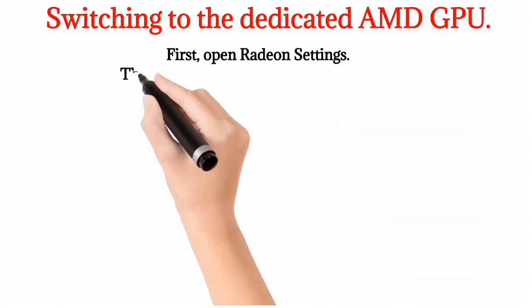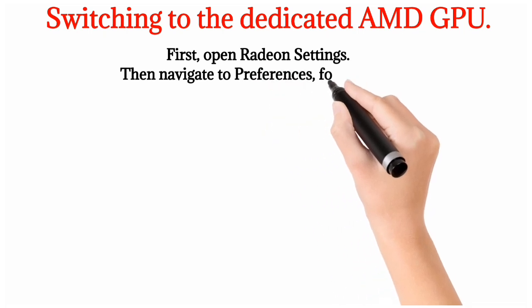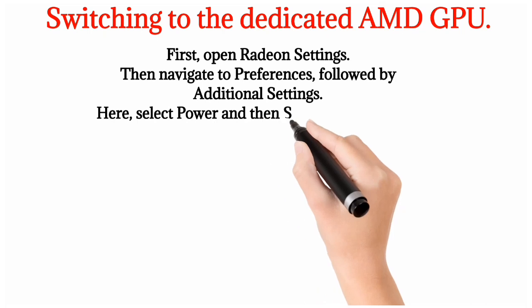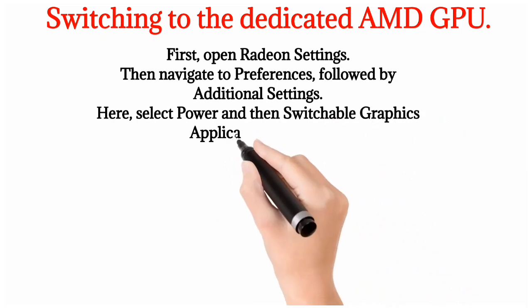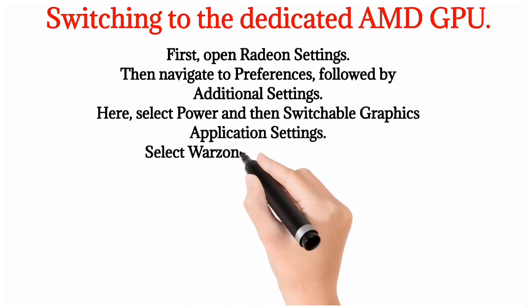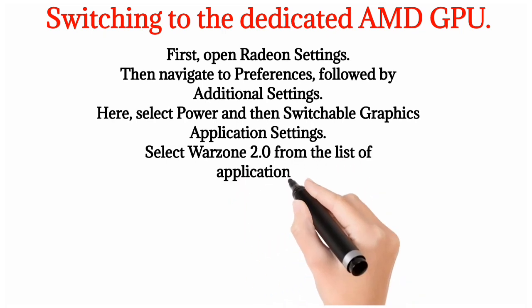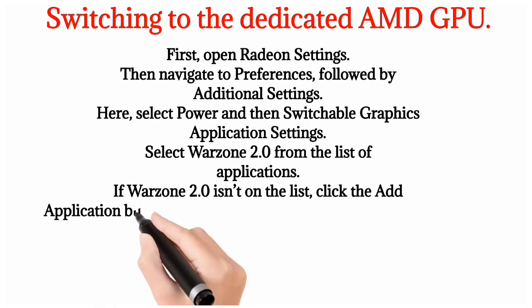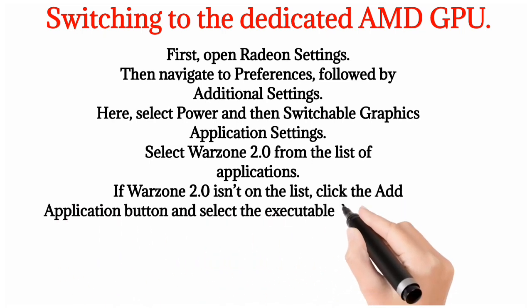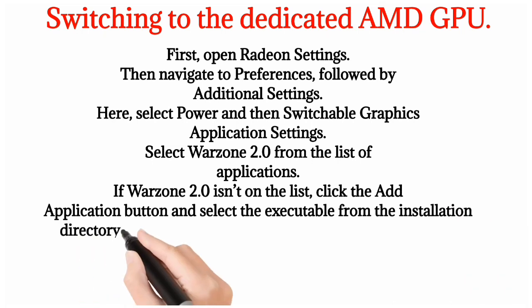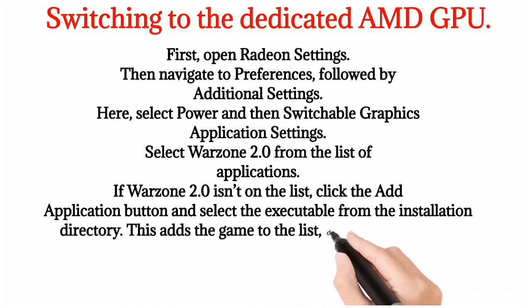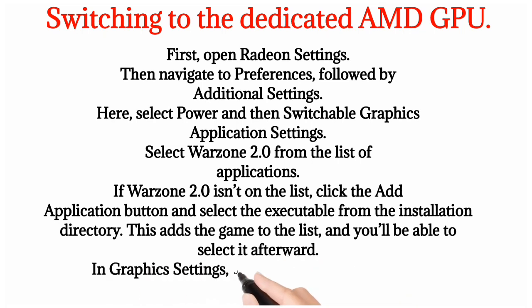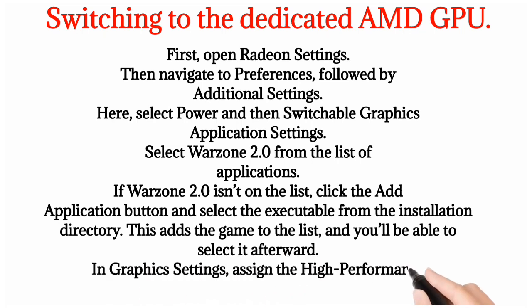Switching to the dedicated AMD GPU. First, open Radeon Settings. Then navigate to Preferences, followed by Additional Settings. Here, select Power and then Switchable Graphics Application Settings. Select Warzone 2.0 from the list of applications. If Warzone 2.0 isn't on the list, click the Add Application button and select the executable from the installation directory. This adds the game to the list, and you'll be able to select it afterward. In Graphics Settings, assign the High Performance profile to the game.